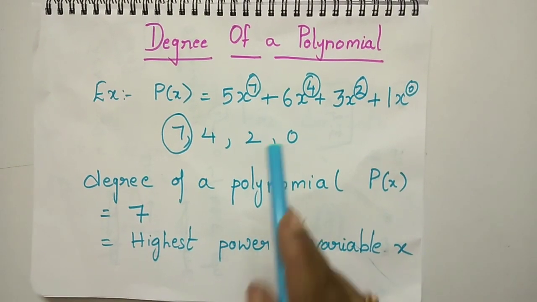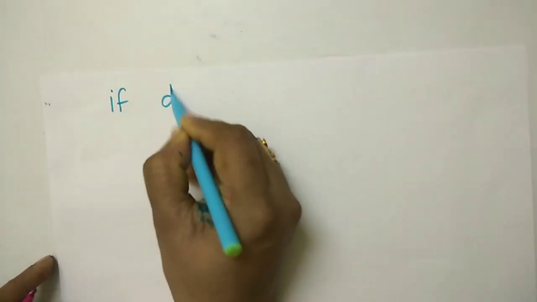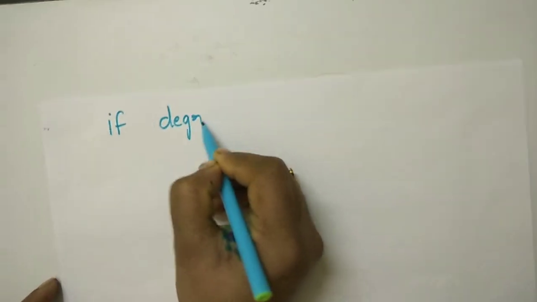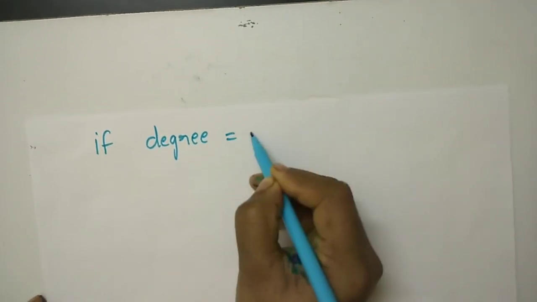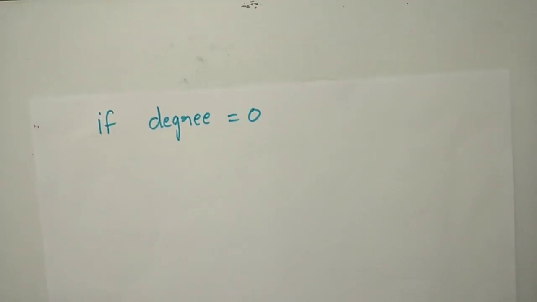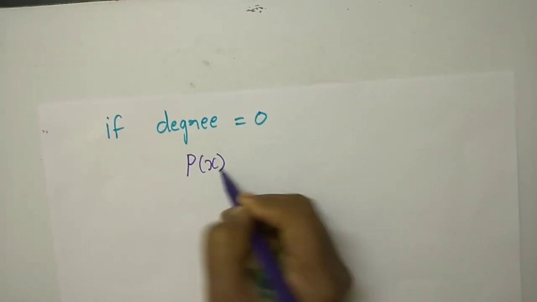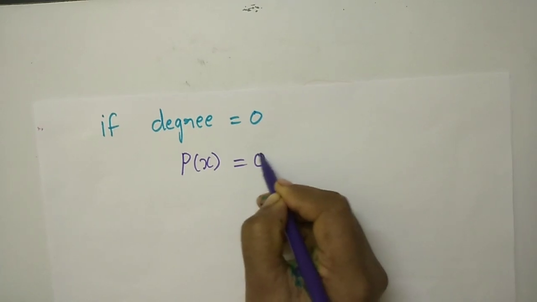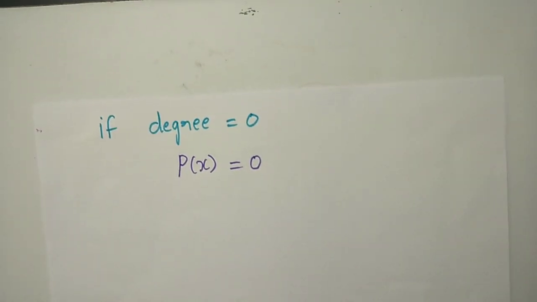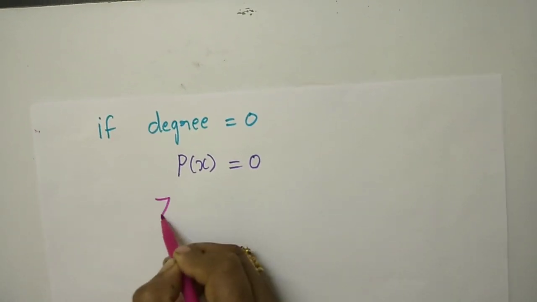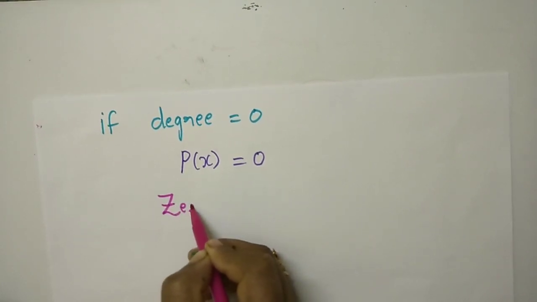Let us study now. If the degree of a polynomial is 0 and the polynomial is of the form P of x equal to 0, then that polynomial is called a zero polynomial.